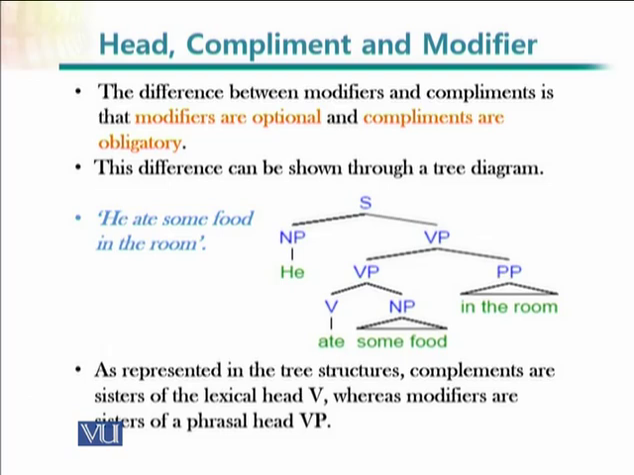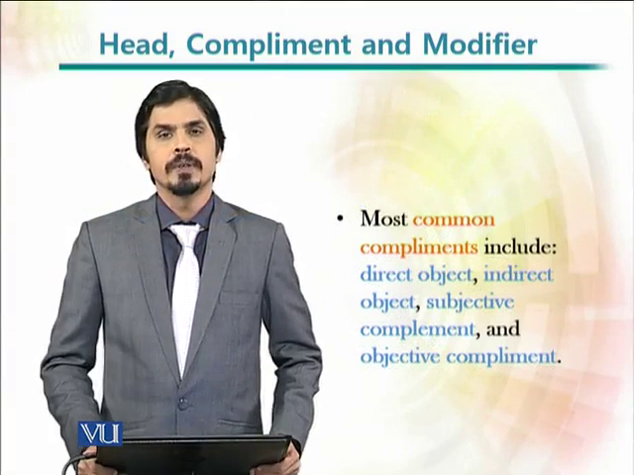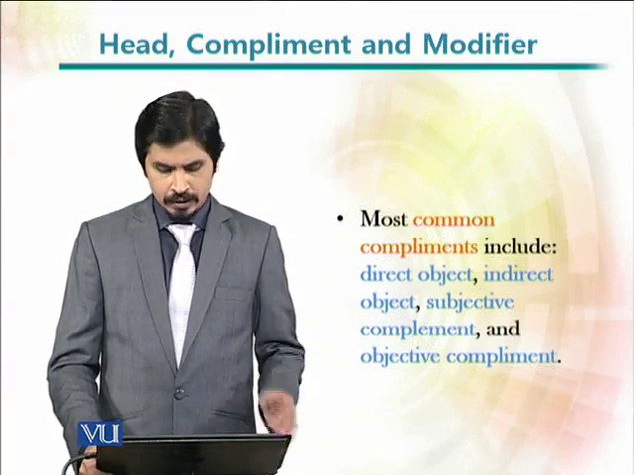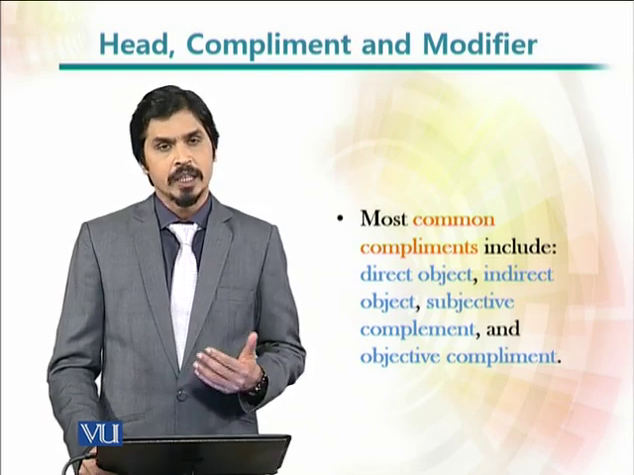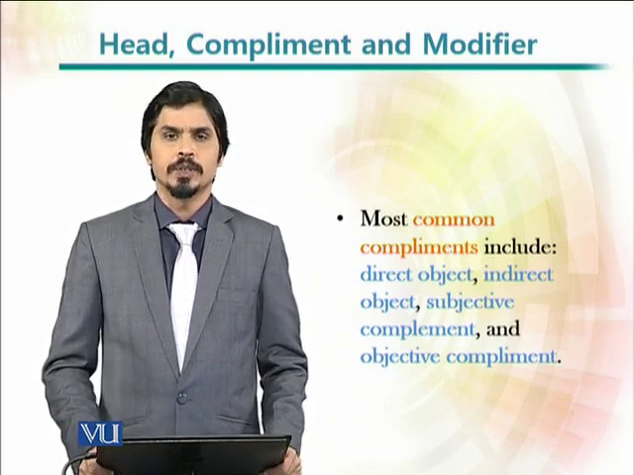As represented in the tree structures, complements are sisters of the lexical head verb, whereas modifiers are sisters of a phrasal head verb. So, we could see that complements are essential and they are there to complete the sense of the sentence, whereas modifiers could possibly be removed as they are optional. Most common complements include object, a direct object or indirect object. Then we have subjective complement and objective complement.